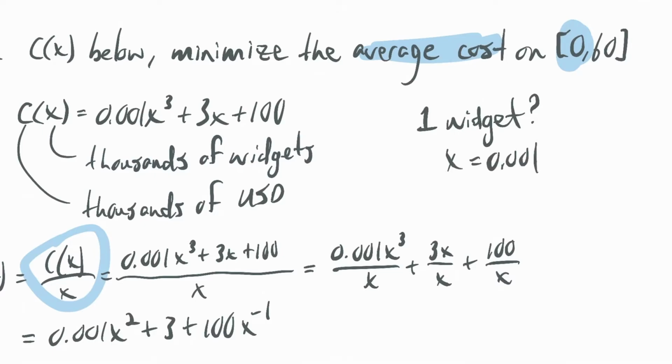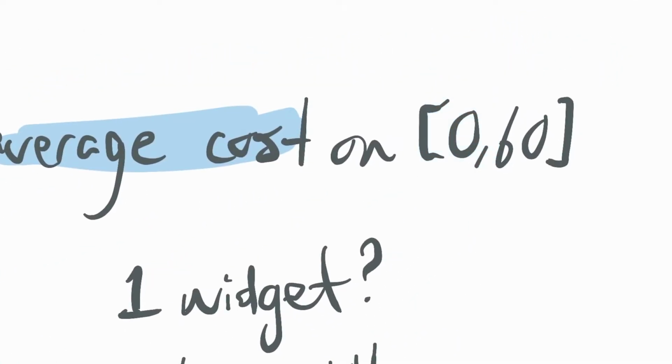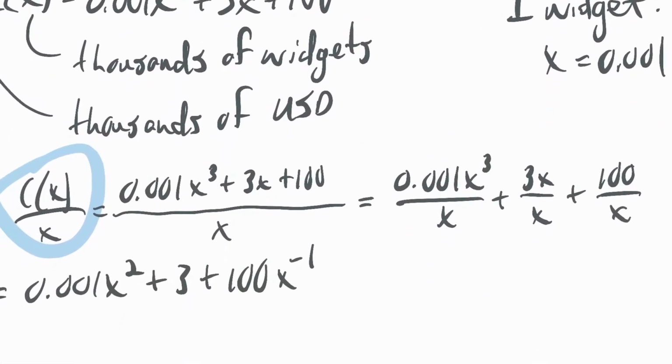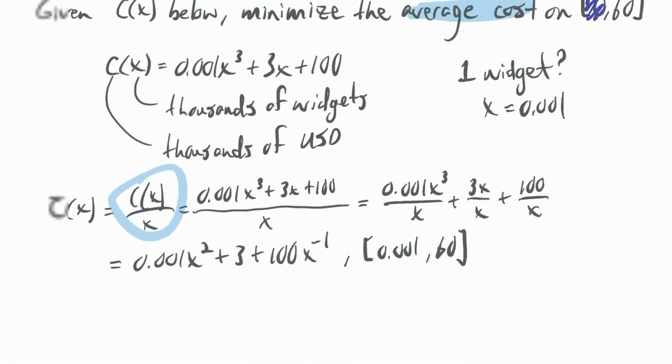So what we can do is we can go back to this interval and say, well, okay, maybe it didn't make a lot of sense to start there. Let's start here, 0.001. That's really our interval, okay? And then here we can say, well, our interval is 0.001 to 60. So then this represents 1 widget, and this represents 60,000 widgets. That's one way to get around it. So let's go ahead and do that.